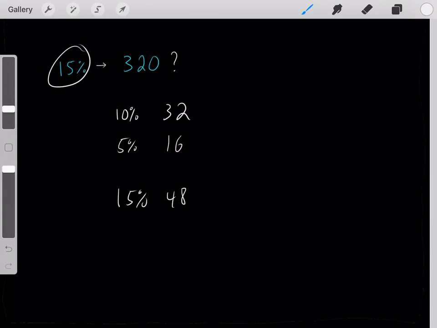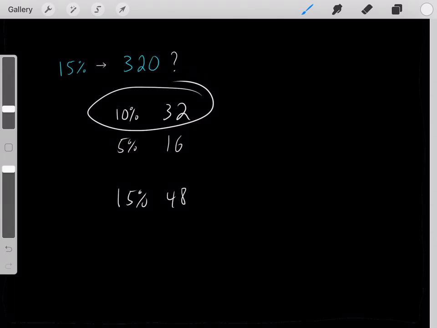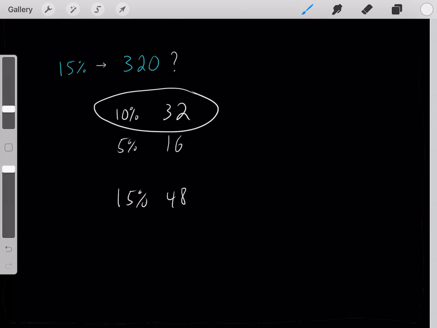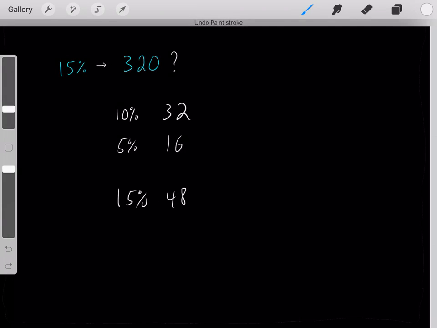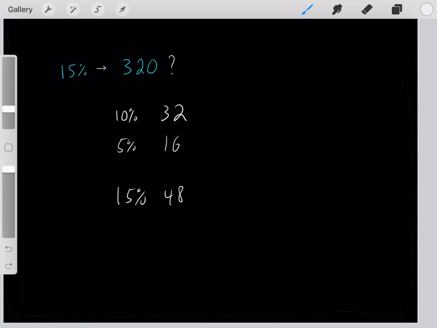Usually when you ask for some percentage, first find out what 10% is. And that's easy. So first find what 10% is. And from that 10%, you can find out what 5% is. You can find out what 20% is or 40% from that 10%.